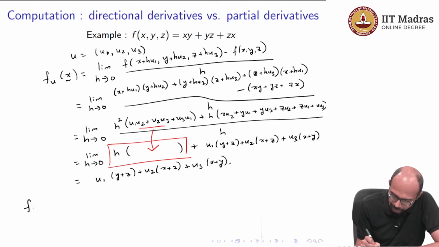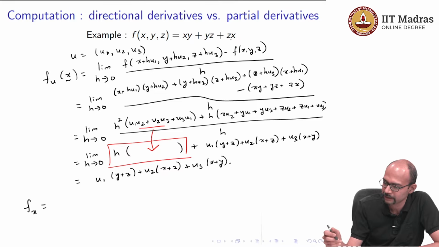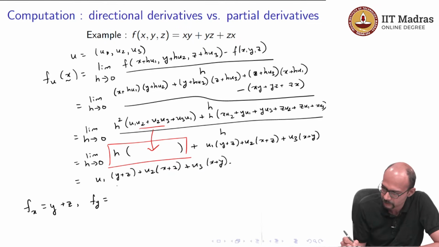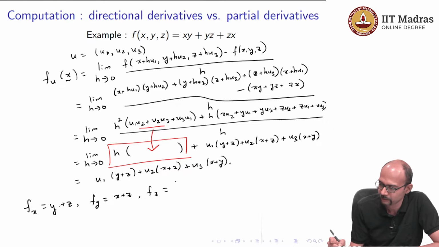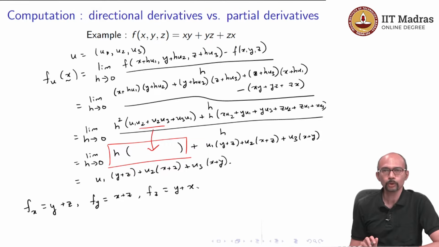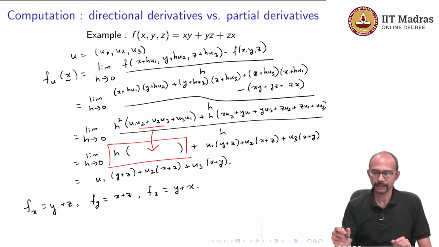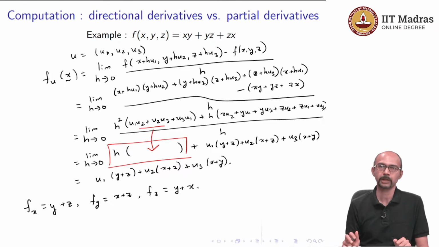Contrast this with the partial derivatives, which we can write down in a jiffy, right. So, f x is treat x as a variable and y and z as constant. So, if you do that, you get y plus z. F y is treat x and z as constants and y as a variable. So, you get x plus z, and f z is treat z as a variable and x and y as constants. So, you get y plus x. Okay. So, the point here, which is the title of the slide, is directional derivatives versus partial derivatives.